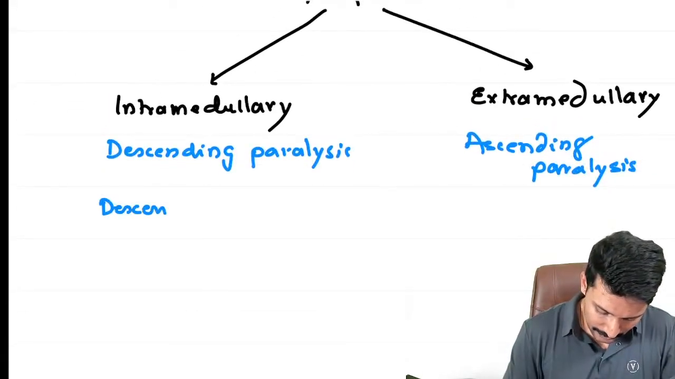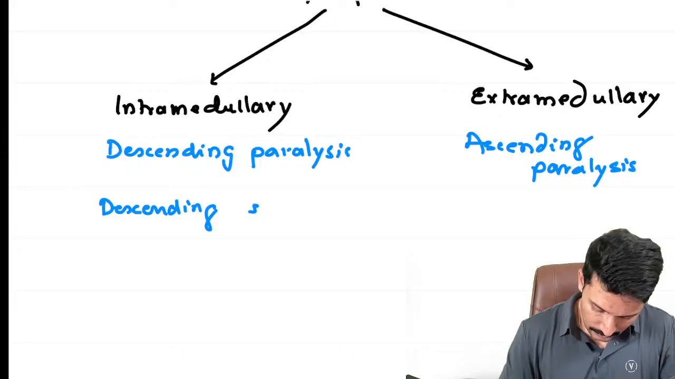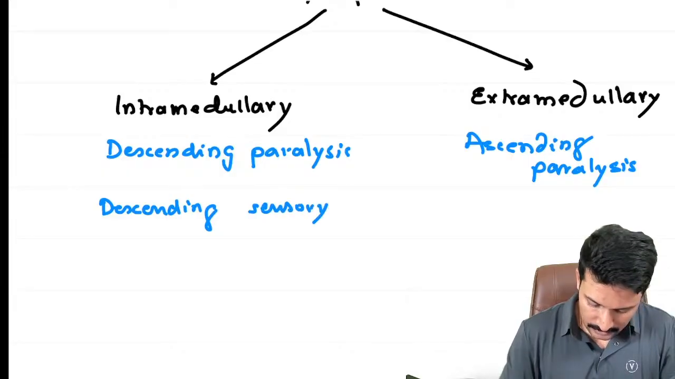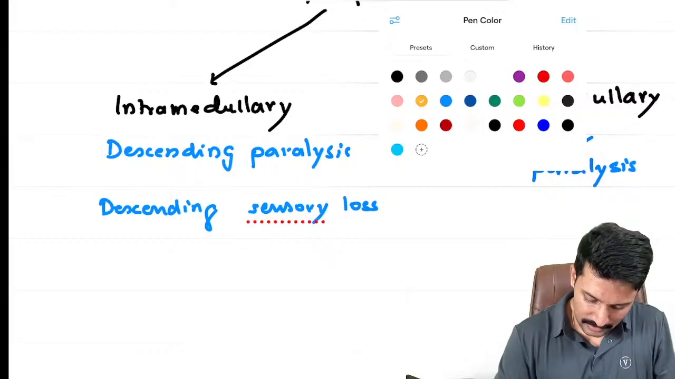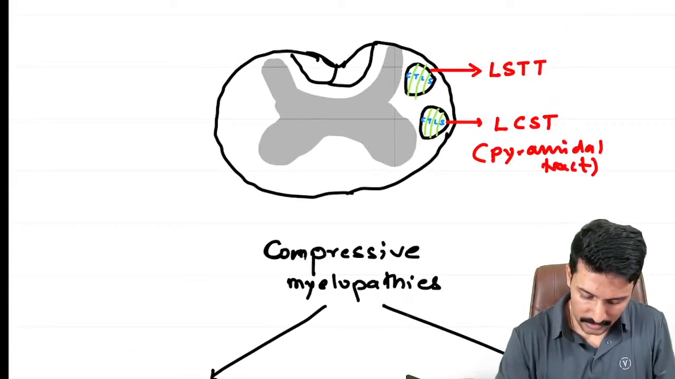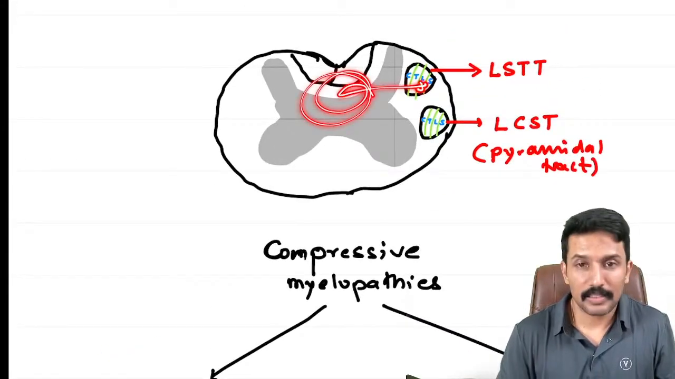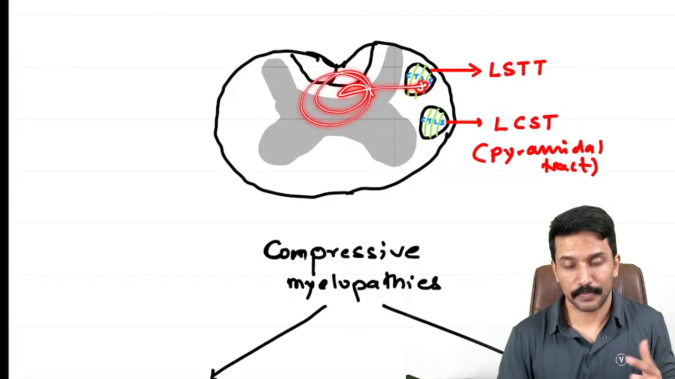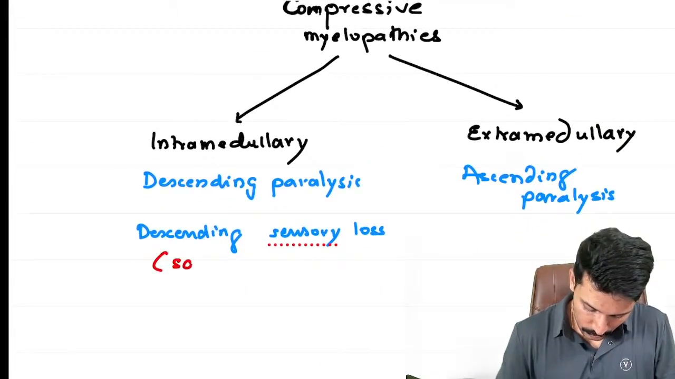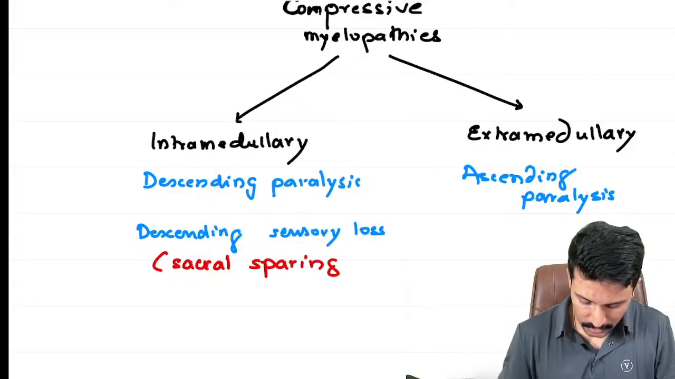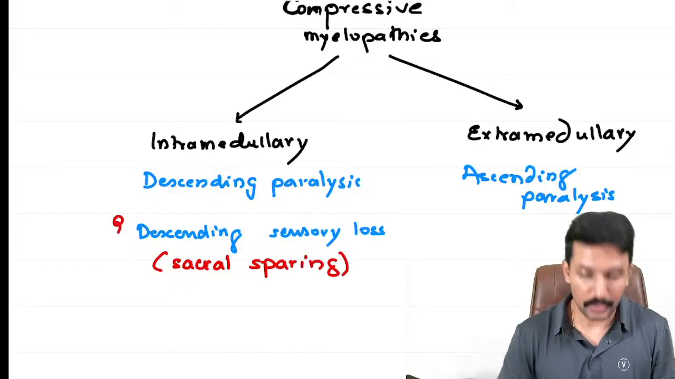Intramedullary will have descending sensory loss, and we can count this as sacral sparing because the tumor is coming from inside. The last neurons to get affected are sacral, so it can be sacral sparing. So this is also called as sacral sparing sensory loss, and this is an important MCQ.